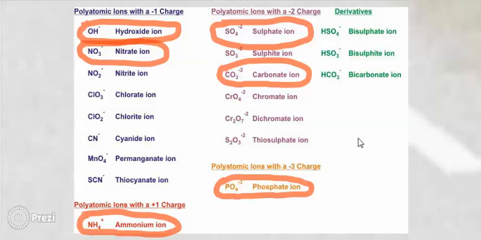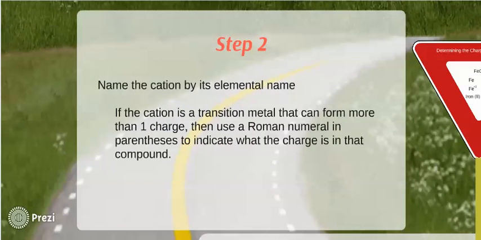Now there's a 5th polyatomic anion you need to know, and that's phosphate. So that's PO4, and it's -3 charge. And then again, I'm going to mention that one polyatomic cation you needed to know, NH4, which is a +1 charge. So the first step that we did was we looked and identified what our ions were.